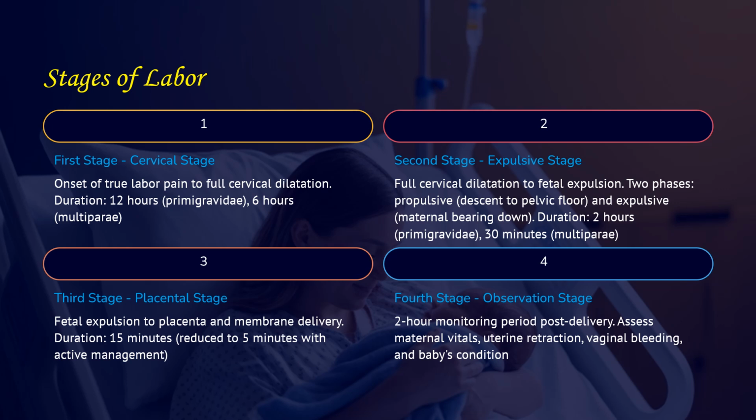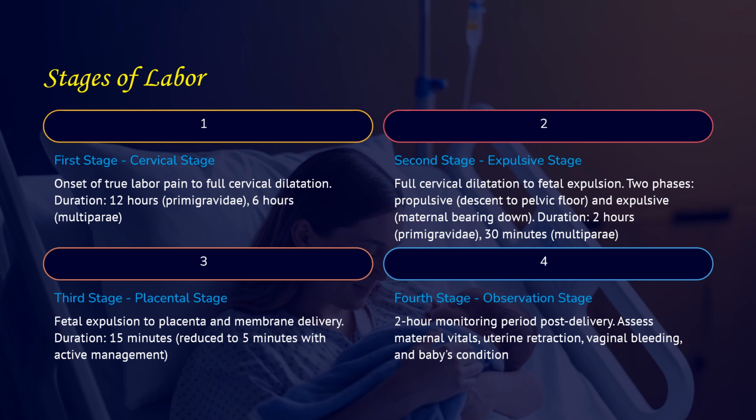Now the second stage is also called the expulsive phase, and it starts from the full dilatation of the cervix to the expulsion of the fetus. Here we have two phases. First is the propulsive phase, where there is descent of the fetal presenting part to the pelvic floor, and then there is the expulsive phase, which is the maternal bearing down. This duration is 2 hours for the primigravida and 30 minutes for the multipara.